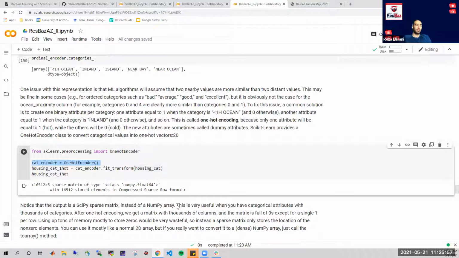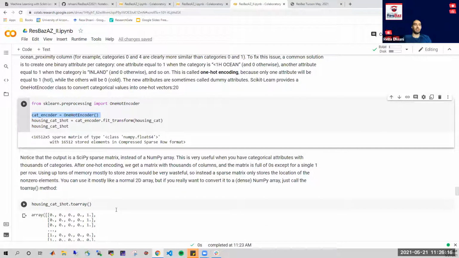After one-hot encoding, we get a matrix with thousands of columns, and the matrix is full of zeros except for a single one per row. So using up tons of memory in our system to store zeros would be very wasteful. So instead of a dense matrix, we can store the locations of the non-zero elements, and in this way we can save a lot of memory.